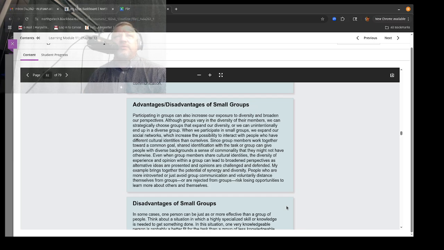Even when group members share cultural identities, diversity in experience as well as opinion within the group can broaden perspectives as alternative ideas are presented and opinions are challenged and/or defended, right? My example earlier of that event brought together the potential for synergy and diversity. People who are more introverted or avoid group communication, and voluntarily distance themselves from groups or are rejected from groups, risk losing opportunities to learn more about others and even themselves.